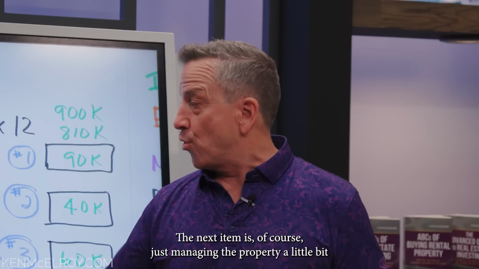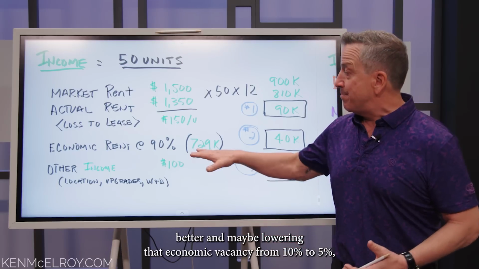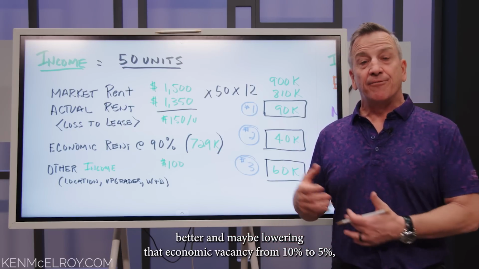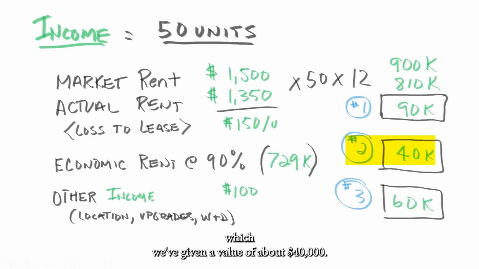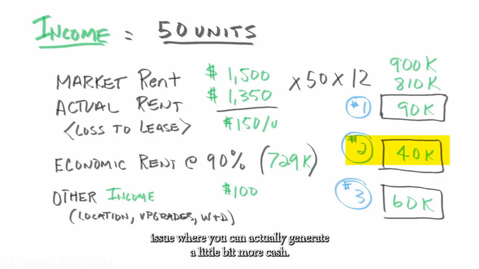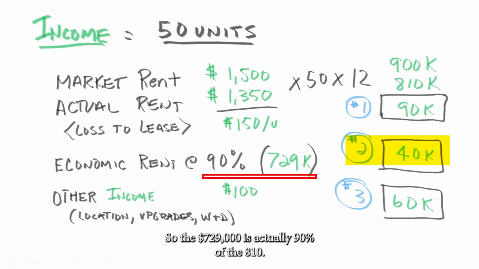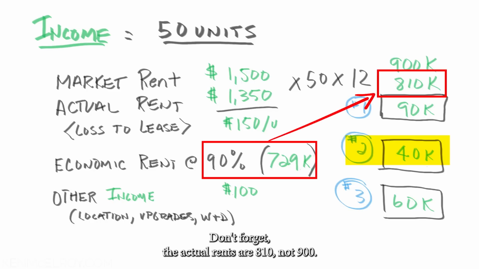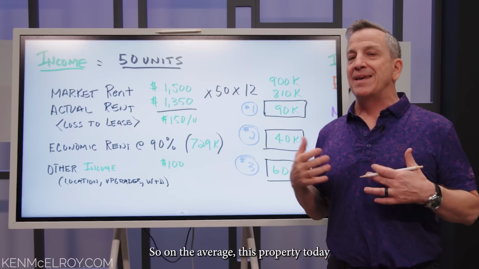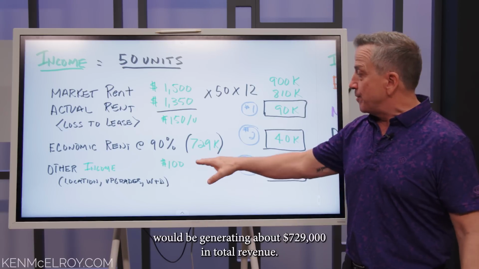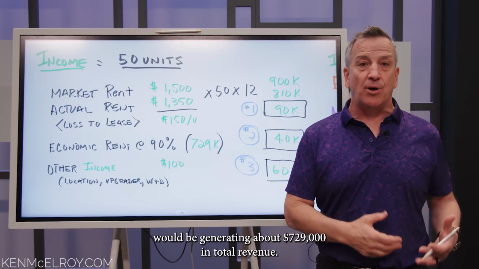The next item is, of course, just managing the property a little bit better and maybe lowering that economic vacancy from 10% to 5%, which we've given a value of about $40,000. This is more of a management issue or an oversight issue where you can actually generate a little bit more cash. The $729,000 is actually 90% of the $810,000. Don't forget, the actual rents are $810,000, not $900,000, and 90% of $810,000 is $729,000. So on the average, this property today would be generating about $729,000 in total revenue.